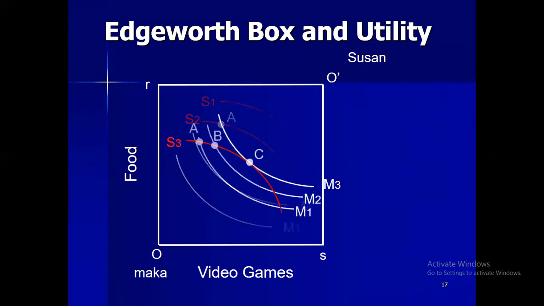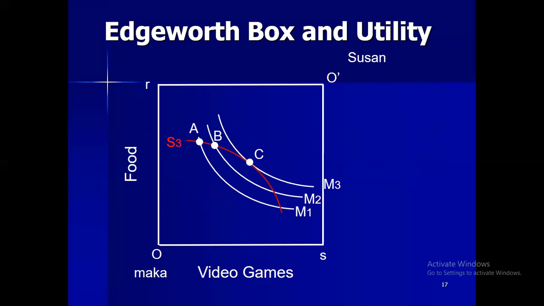Let's suppose Suzanne has utility of 2. Suppose some arbitrary distribution of food and games in this section. Let's suppose Muskan's indifference curve is at point A, and this is for Muskan, and this is for Suzanne, right?